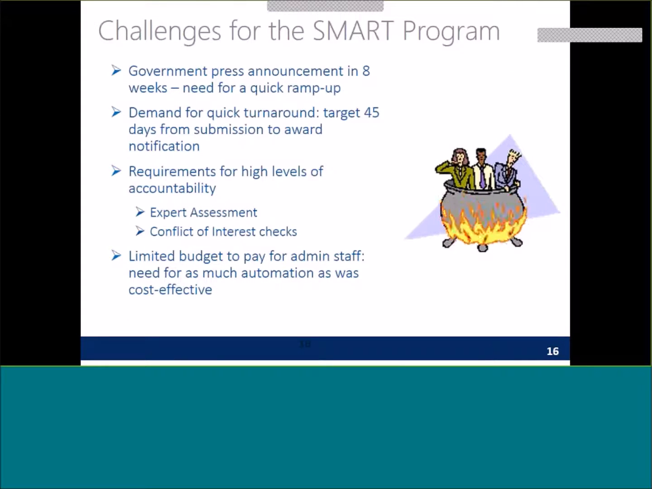So some of the challenges for the SMART program: they didn't really have a lot of time to get this going. They had about 8 weeks, so they needed a quick ramp up. And once they launched the program and made it public, and the application forms became available online, they had about 45 days from submission to award notification. So very aggressive. They also had requirements for high levels of accountability, so they needed experts involved in the assessment, and they needed conflict of interest checks and these types of things. They also had limited budget to pay for admin staff, so they needed to be able to process a high volume of grant projects with a limited number of staff.